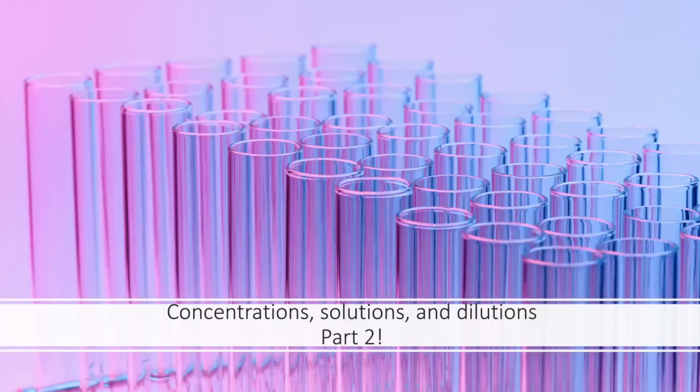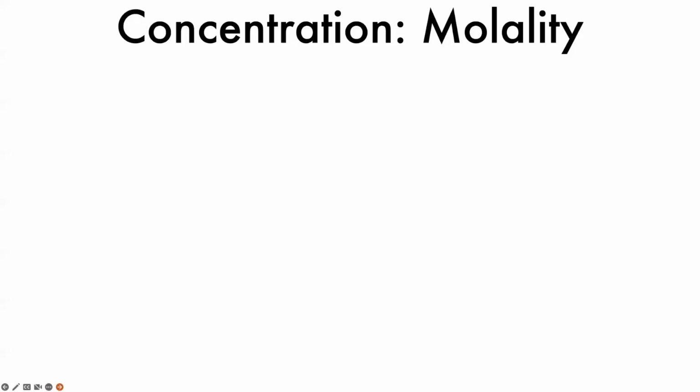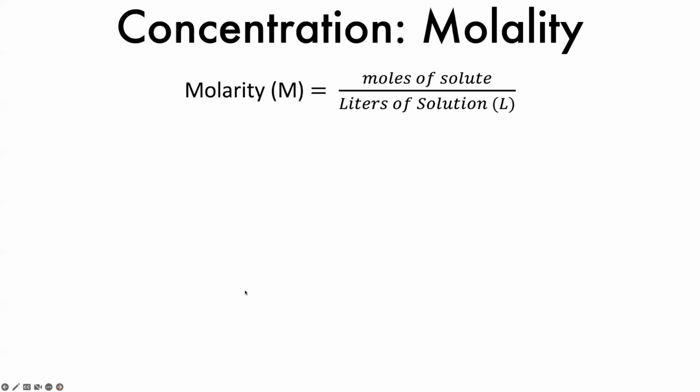Today I want to talk a little bit more about concentrations, solutions, and dilutions, and add in another concept that I want to do a little bit more practice on. So in our previous talk, we mentioned molarity, which is basically just a way of describing how much of a substance, a chemical, is dissolved in a solution. So we'll take the moles of our solute and divide that by liters of solution, and this will tell us how concentrated the solution is.